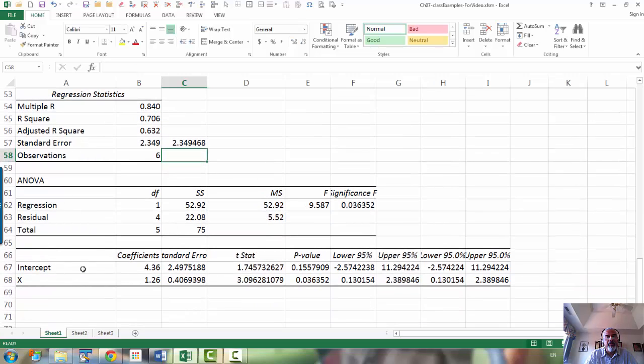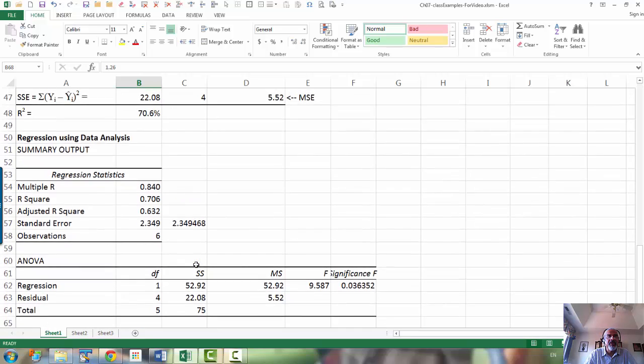Now the third table gives us the coefficients. So here is your B sub 0, and the X coefficient B sub 1 is right there. The rest of the information in this table, we'll look at later on. So this is the basic output that Data Analysis gives us when we run regression.